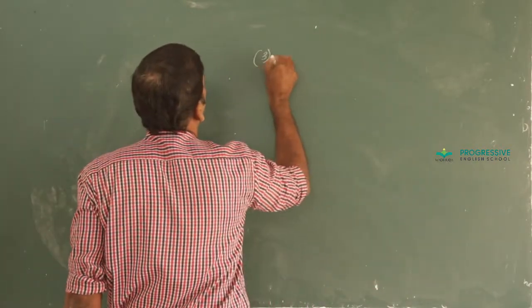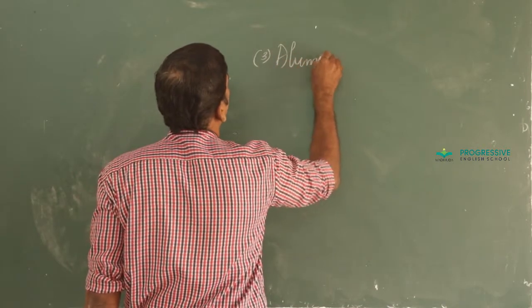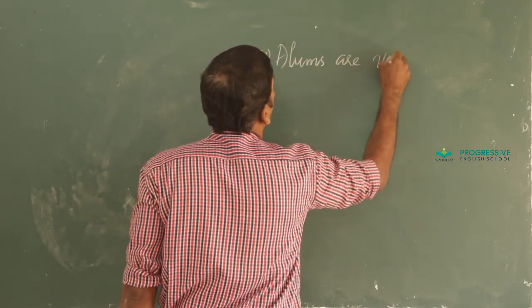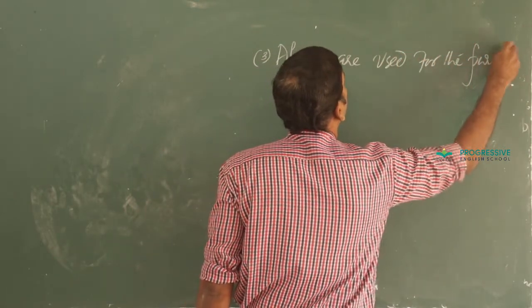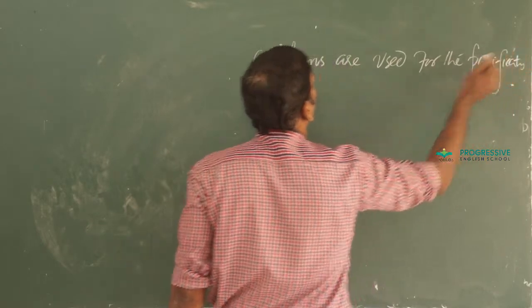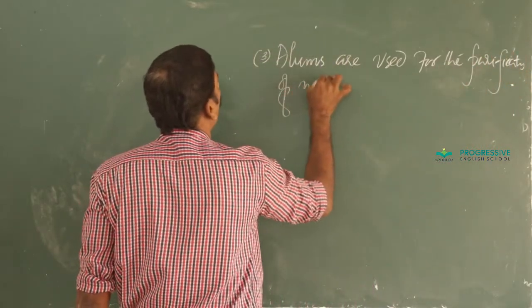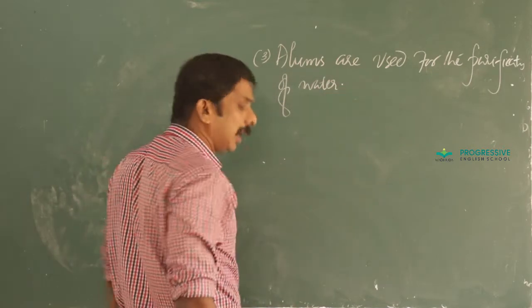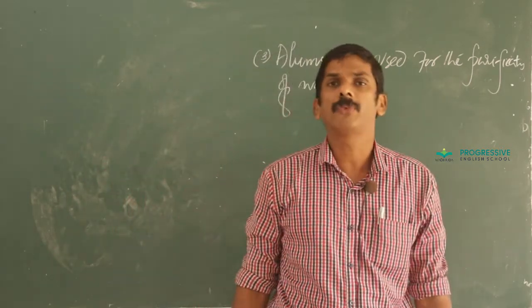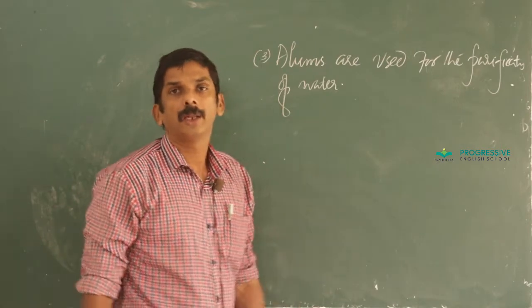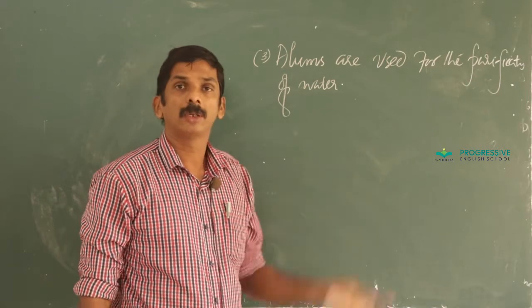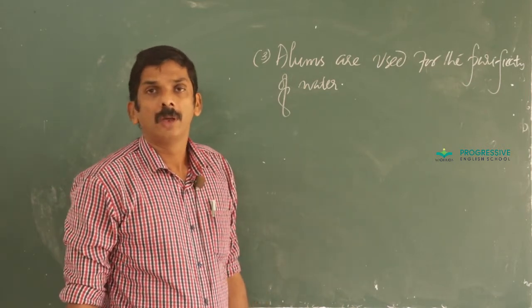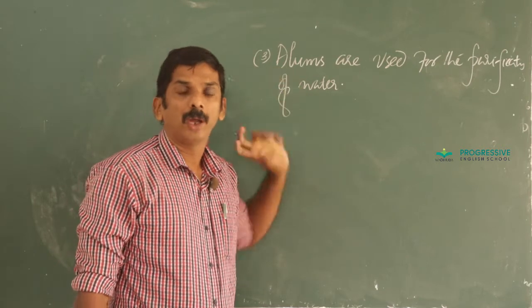Next, third one is alums. Alums are used for the purification of water. And the next chapter I discuss here is about coordination compound. In that I explain what you mean by alums.